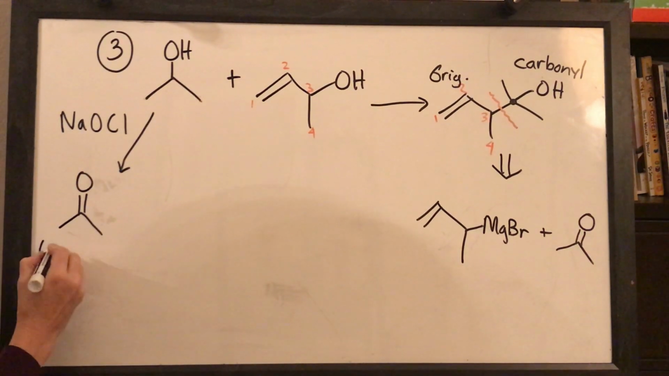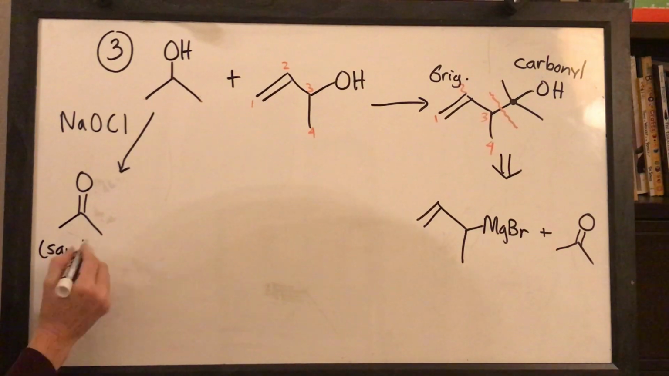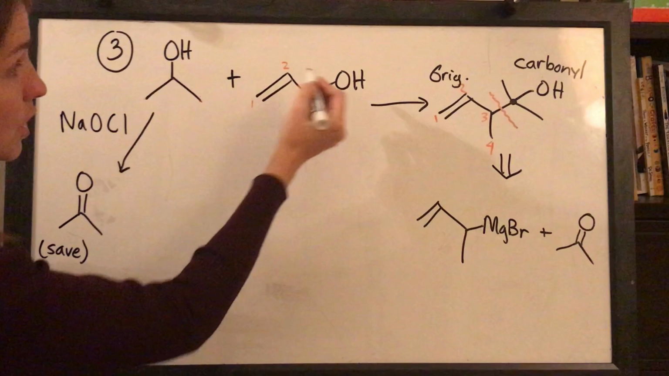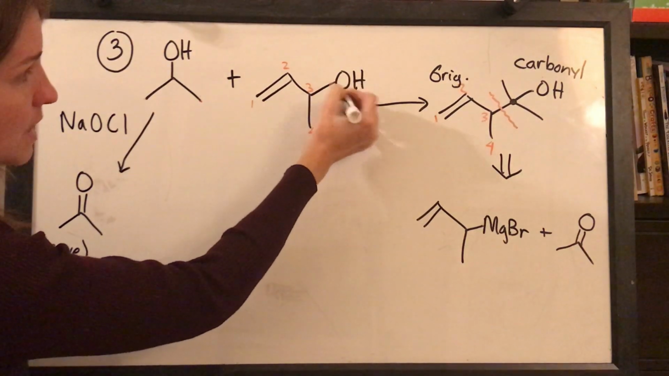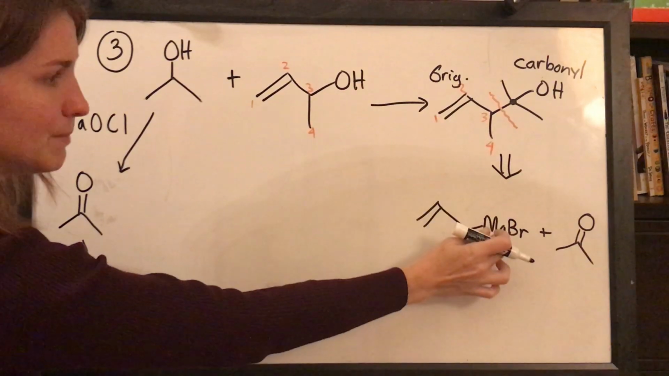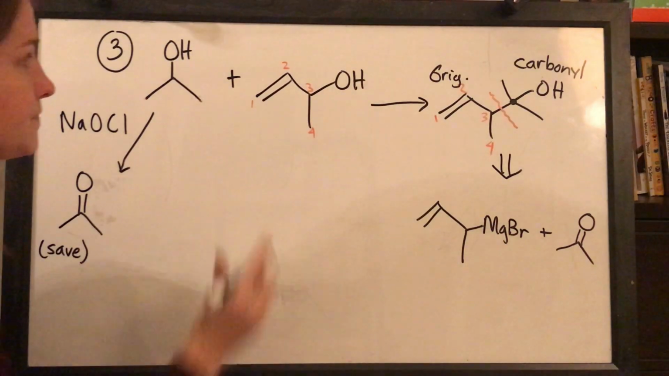And now at this point, I'm just going to save it. I'm not going to use this in the next step. I'm going to use that later in one of the steps when I need it. Over here, this OH is not what I want in a Grignard reagent. I would like this to be a bromine so that I can then add magnesium and make the Grignard reagent.